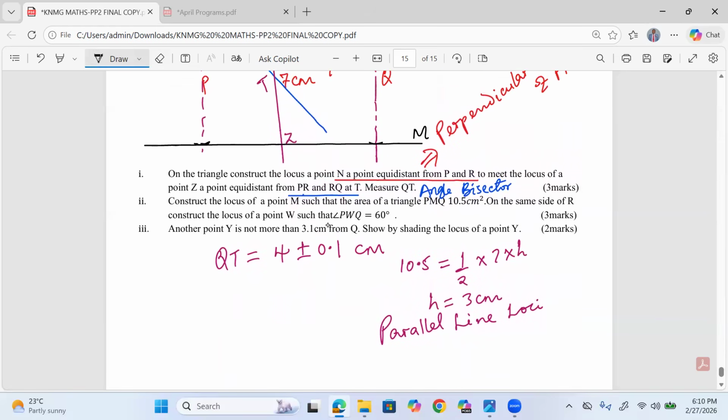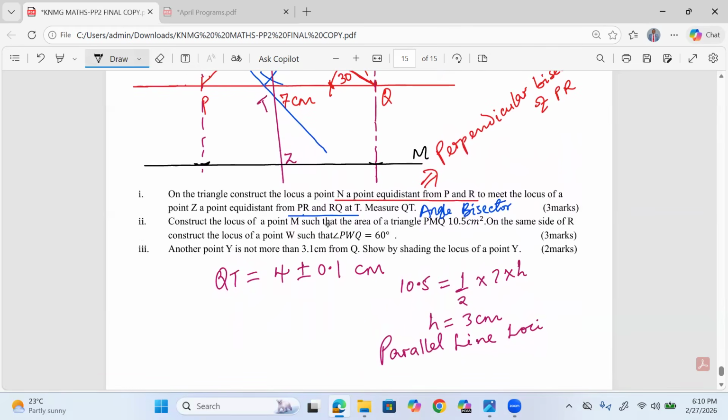Now we are checking, and this question is really very comprehensive, almost involving all the types of loci. Because now I can see we started with the perpendicular bisector of a line locus, angle bisector locus. We are now on the parallel line construction locus. And what are we seeing here? This is the constant angle loci.